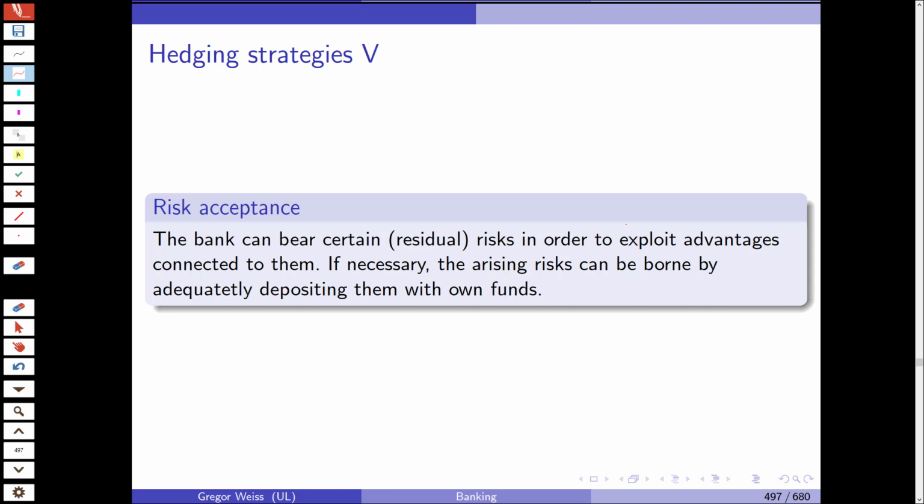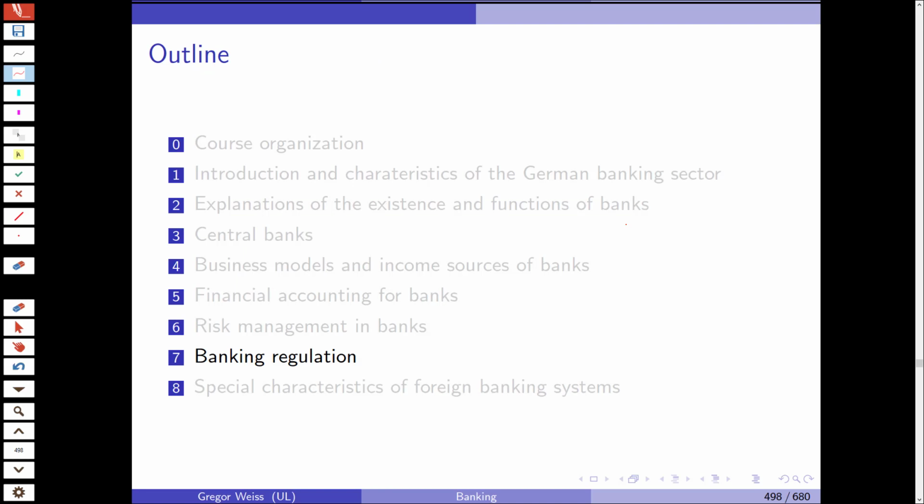Okay, last but not least, if you use such a one-to-one put hedge and use a financial derivative, you have limited risk. And finally, you can also just accept risk. If you give out a loan, you're accepting the risk that it could default. So you have limited risk acceptance, and you accept residual risks in order to exploit advantages and in order to be able to make a profit. So that is always the case. Okay, so this is risk management in a nutshell.